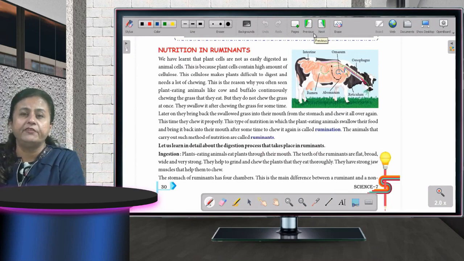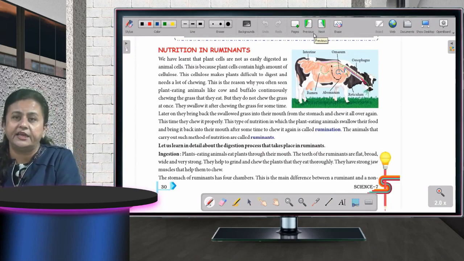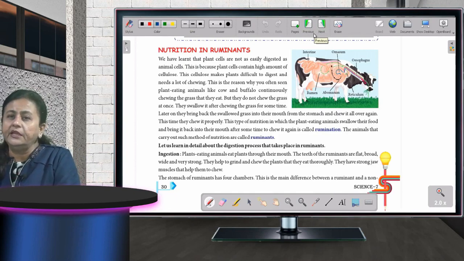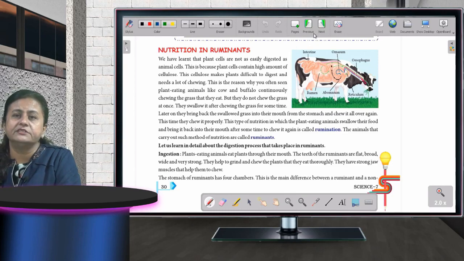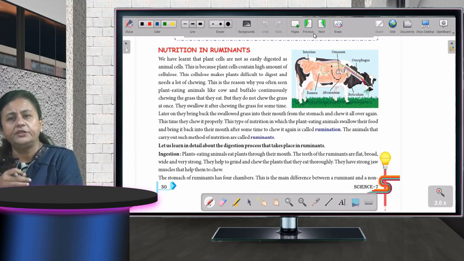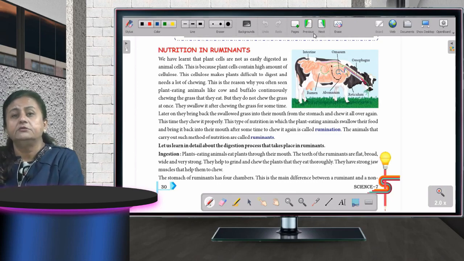You must have seen many grass eating animals, cows, buffaloes, goats. They eat the grass. Okay, they swallow the grass, and after some time they sit and again they start chewing that grass. Okay, what happens?